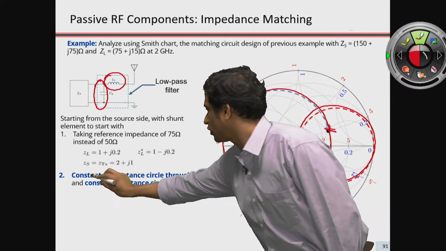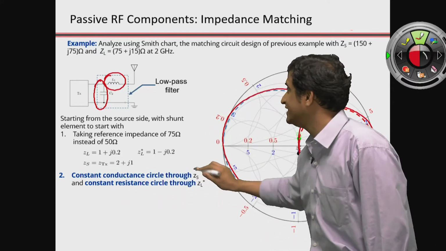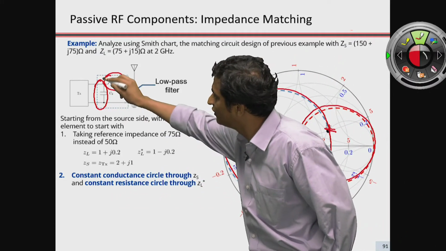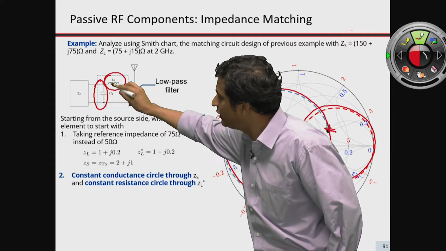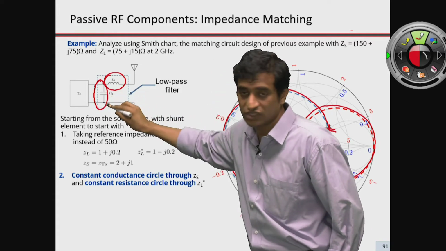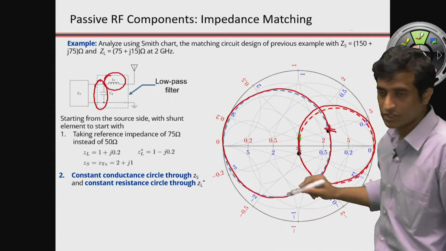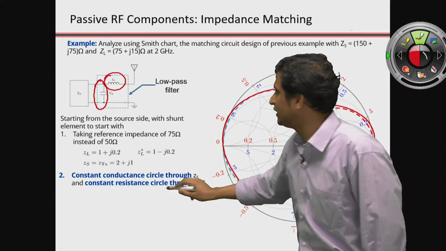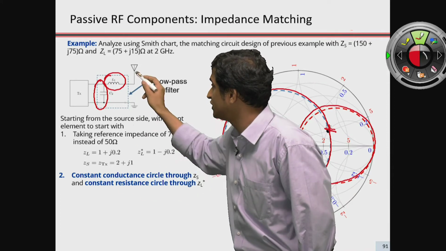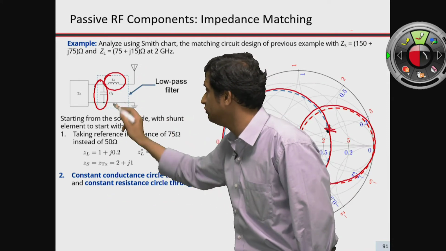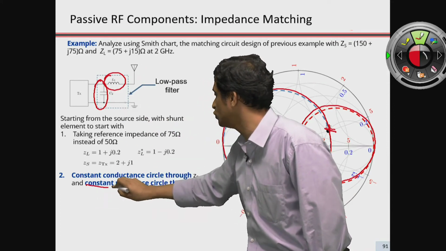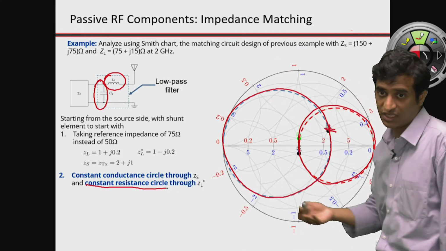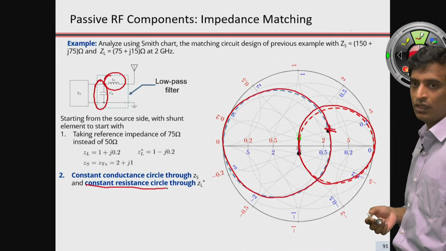So we draw a constant conductance circle along ZS because the first element that is connected in the source is a shunt element. So that is why we choose the constant conductance, and the element that is connected to the load is going to be in series, and that's why we choose the constant resistance curve, the Z chart, for plotting that.